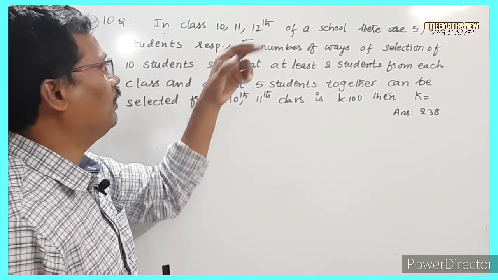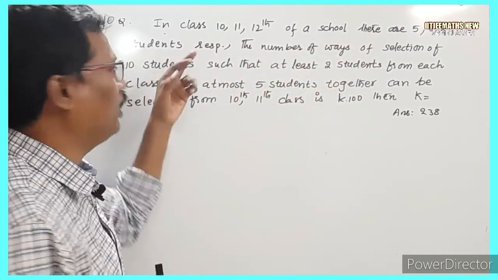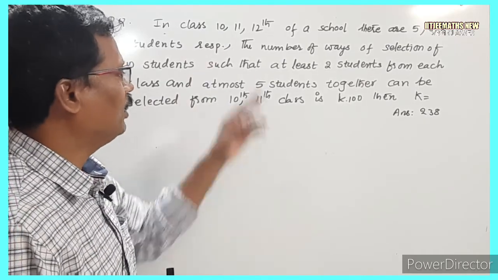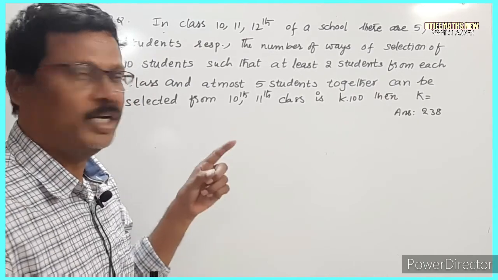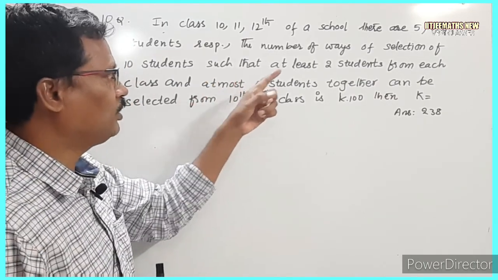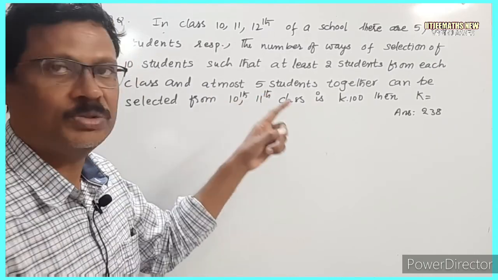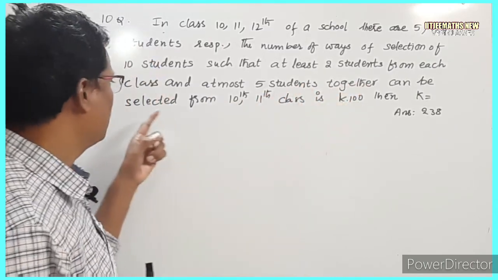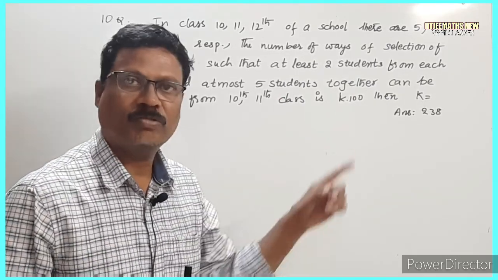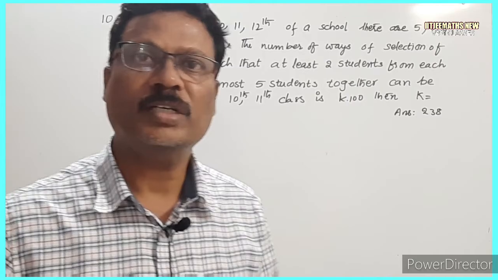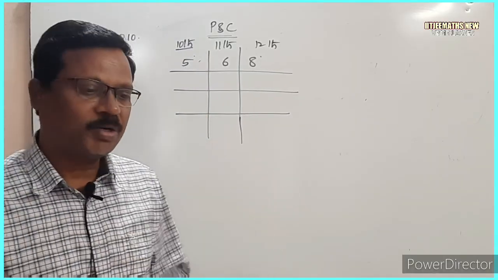In the 10th, 11th, and 12th classes of a school, there are 5, 6, and 8 students respectively. The number of ways of selecting 10 students such that at least 2 students are from each class and at most 5 students together are selected from the 10th and 11th class is 100k. Then what is the value of k? This is a permutation and combination problem.